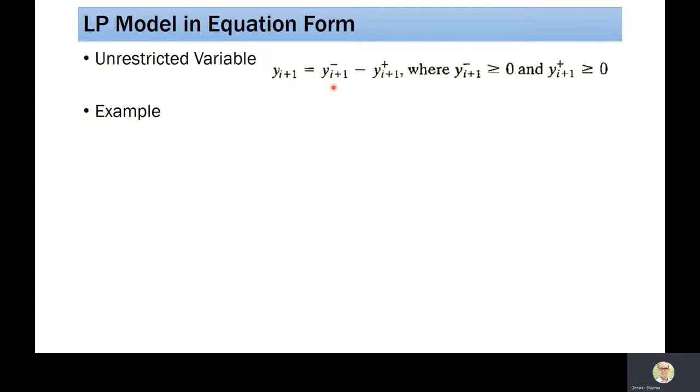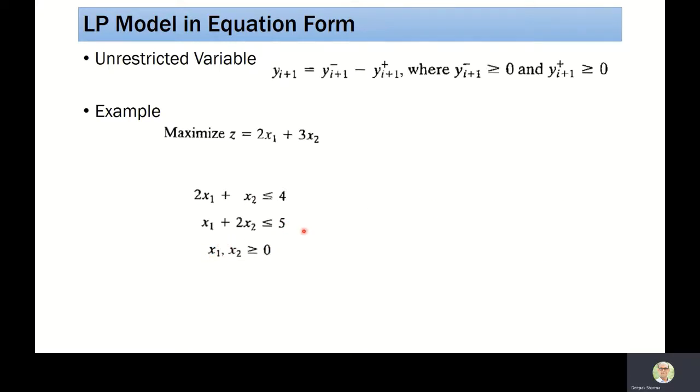And in all the equations, wherever this unrestricted variable is given, those unrestricted variables should be represented by the other two variables. Now let us take an example. Here we are taking a two variable problem for simplicity. We want to maximize our function as given, subject to two constraints and non-negative variables.